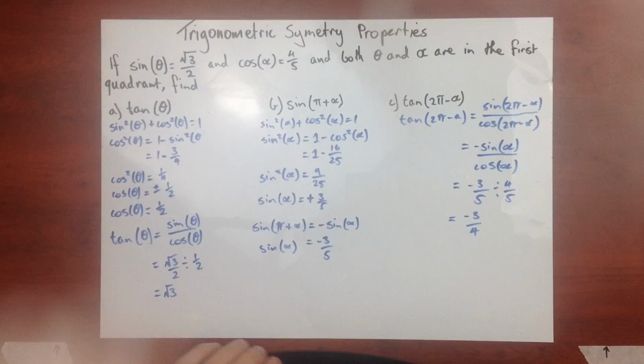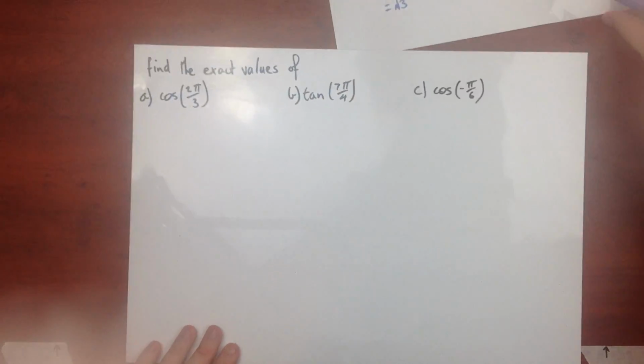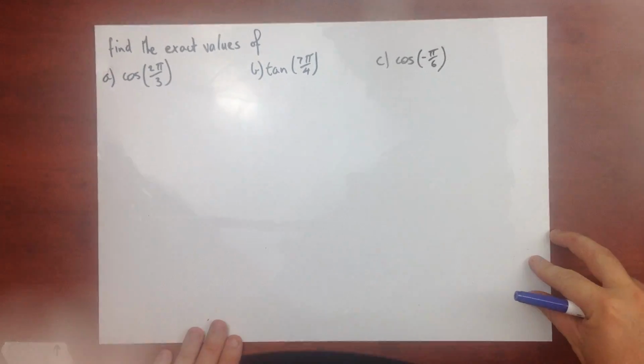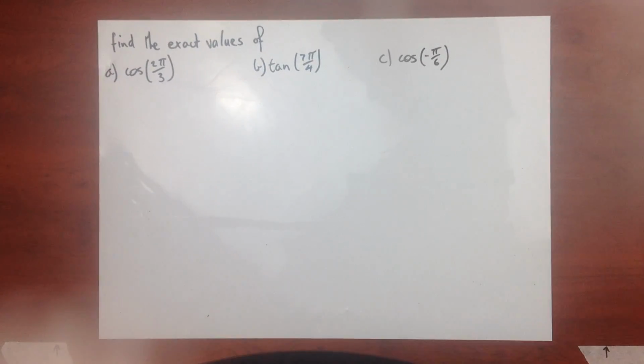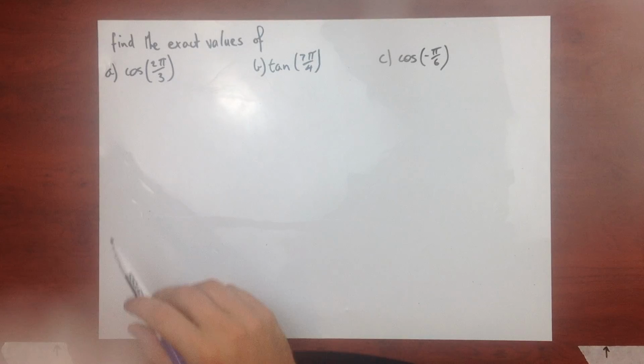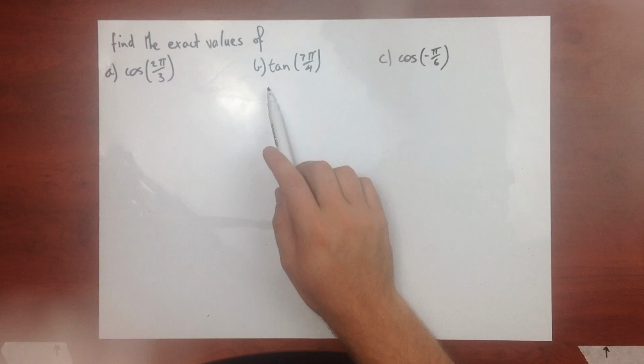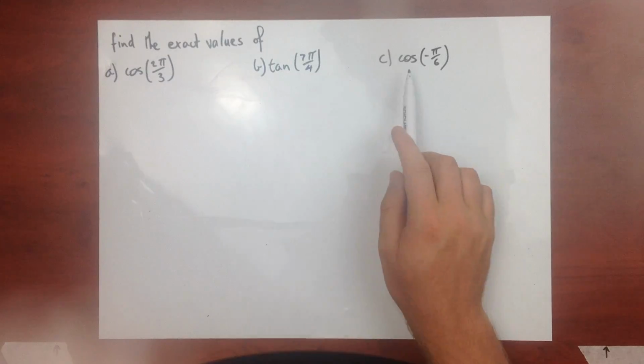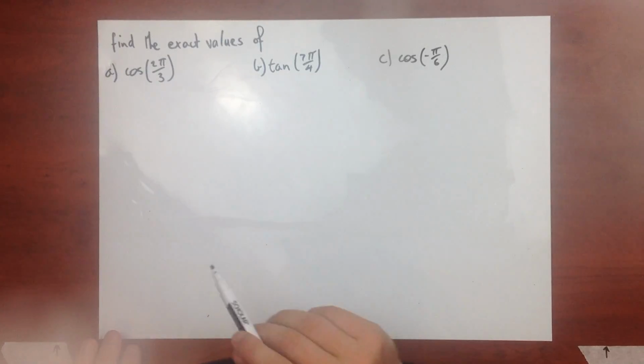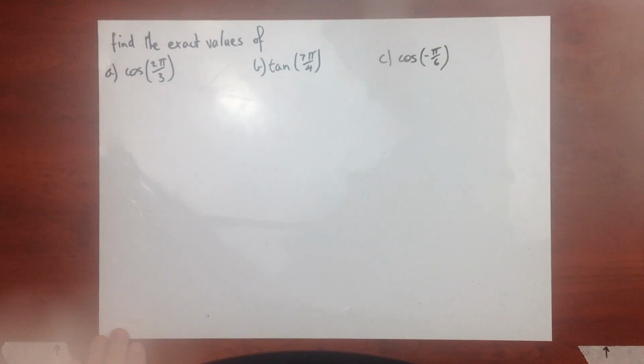Okay, now we've got a couple of other worked examples to have a look at too. That's some exact values as well. So we're having a look now at finding the exact values of some of these other ones. So we've got cos of 2 pi on 3, tan of 7 pi on 4, and cos of negative pi on 6. So we'll start with cos of 2 pi on 3.